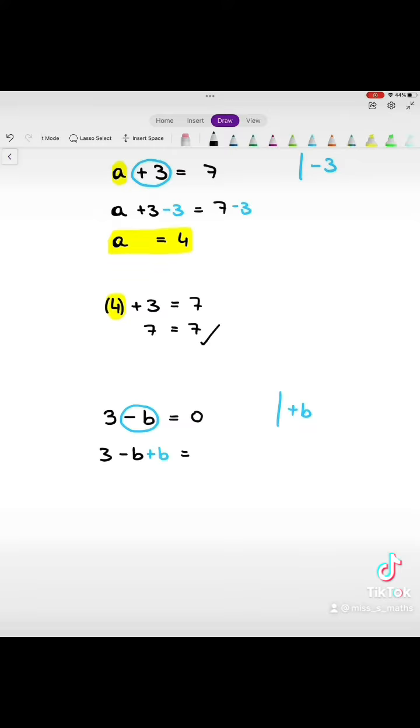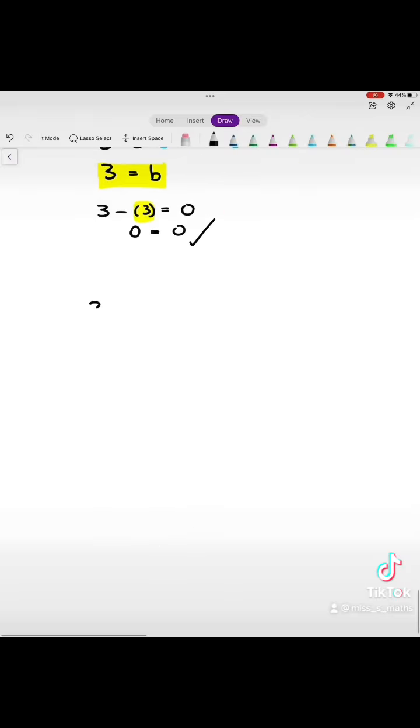Now we try 3 minus b equals 0. We bring the minus b over by plusing b on both sides, and we're left with 3 equals b. Again, we're going to check our answer by feeding that back in, and we get 0 is 0, which is a true statement.